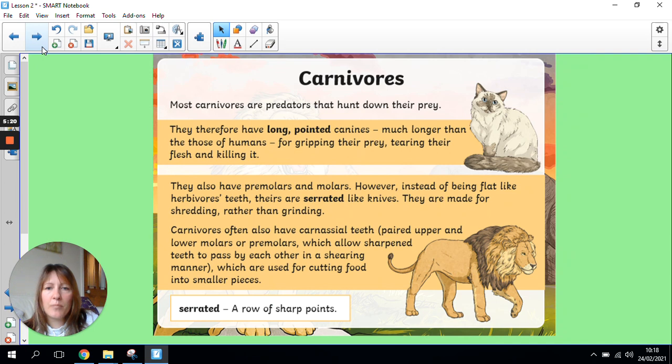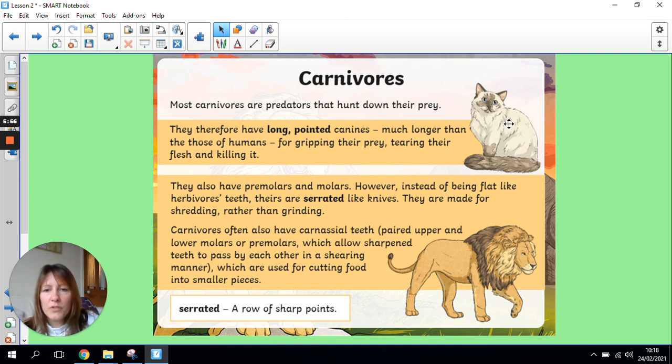Carnivores then are predators who hunt down their prey. So think of some of you might have cats at home, and they might even catch mice or birds and bring them home for you as a gift. So carnivores have long pointed canines, much longer and more pointy than those of humans, for gripping their prey, tearing the flesh and killing it. So if you have a cat at home or a dog, if they'll let you, open its mouth, you will see very sharp pointed canines, okay?